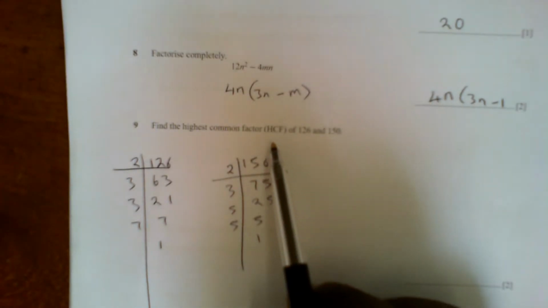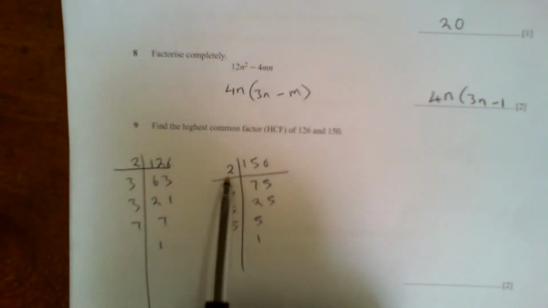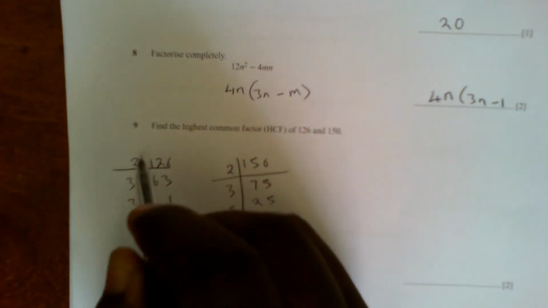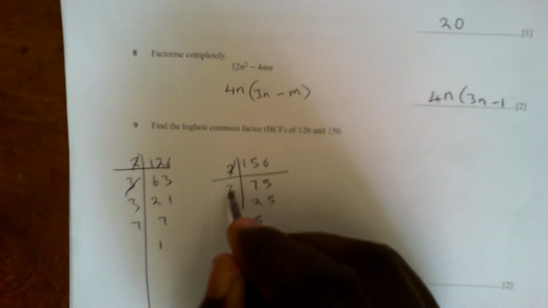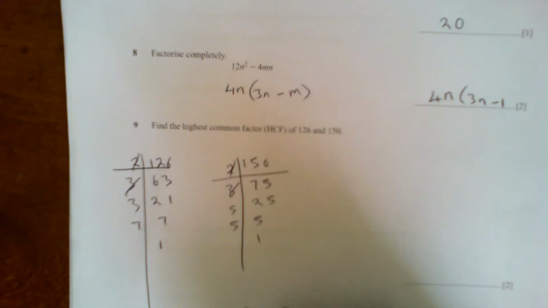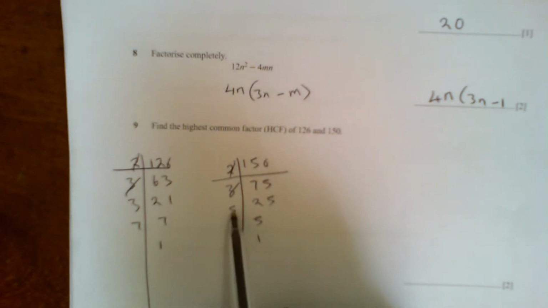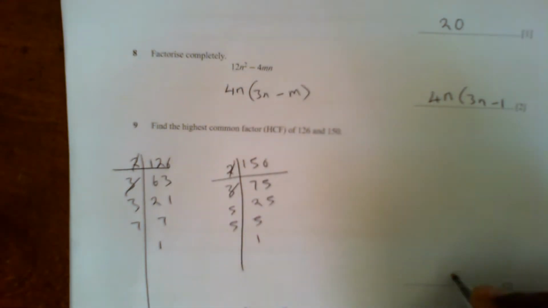When you're looking for the highest common factor, we take the factors that are common in both numbers. There's a 2 here, there's a 2 here, so we put our 2, times another, there's a 3 here which is common, times 3. The 5 is not common, and the 7 is not common as well. So our highest common factor will be equal to 2 times 3, which is equal to 6. So our answer will be 6.